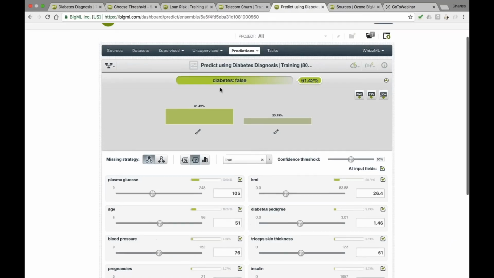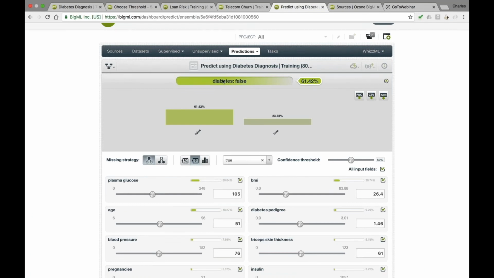Here I have a prediction form. This is that diabetes diagnosis data. In this case, I've learned an ensemble of decision trees. And so I can threshold based on probability, or based on confidence, or based on the number of raw votes in the ensemble. And so here you see that 7 of the 10 trees in the ensemble think that this person does not have diabetes. 3 think that this person does have diabetes.